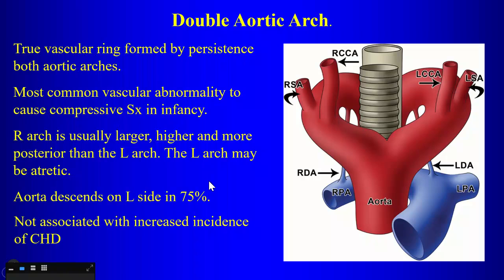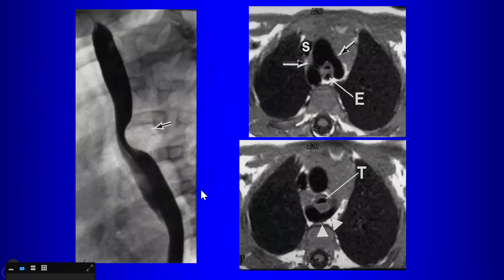The right arch is usually larger, higher, and more posterior than the left arch. In some cases, the left arch may be atretic, but it can be very difficult sometimes to figure out what's happening when that occurs. The aorta usually descends on the left side. Interestingly, this is not associated with an increased incidence of congenital heart disease. It's usually an isolated abnormality when you have a double aortic arch.